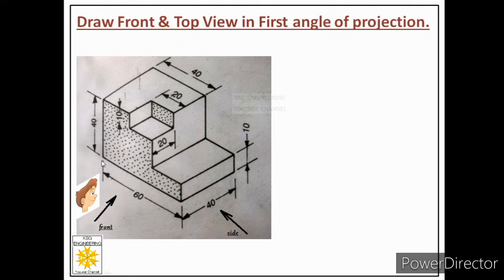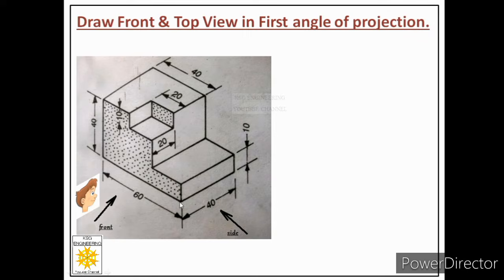Similarly, any dimension moving in the upward direction for the observer will be the height of the object. And any dimension in the object moving away from the observer will be considered as the width of the object. Now you can see this dimension. This dimension is moving away from the observer. So this is the width of the object.